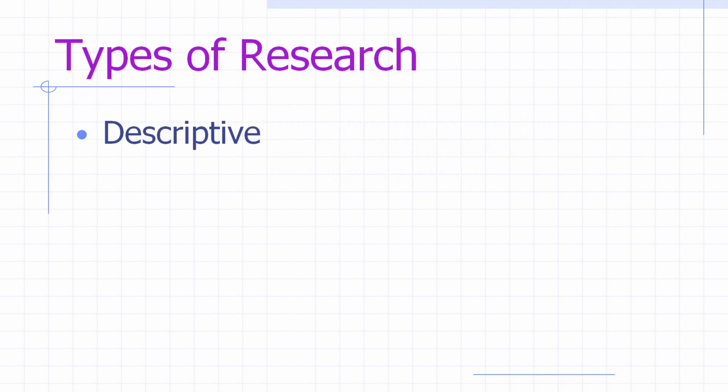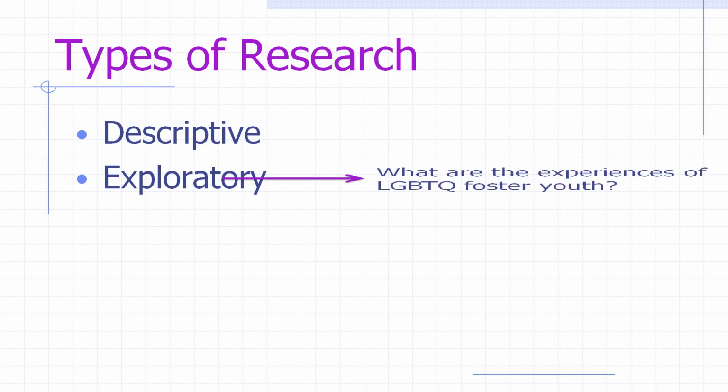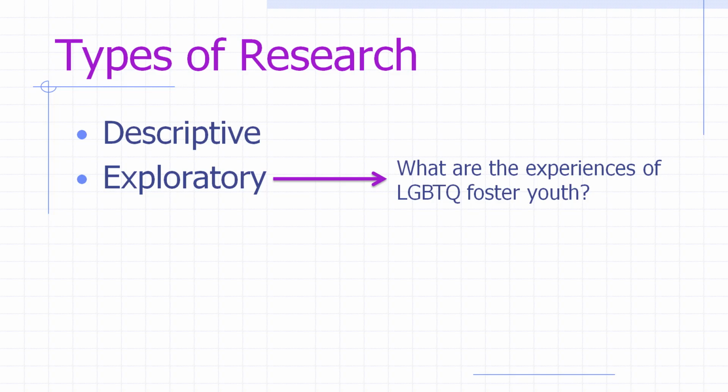Another type is exploratory, and this is typically for areas that we don't know a lot about. So, for example, a research question might be, what are the experiences of LGBTQ foster youth? Now, unfortunately, this is a population we actually don't know a lot about. So an exploratory research study is exploring the experiences of these youth.